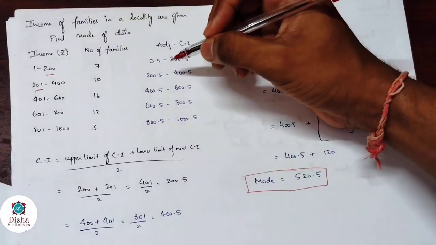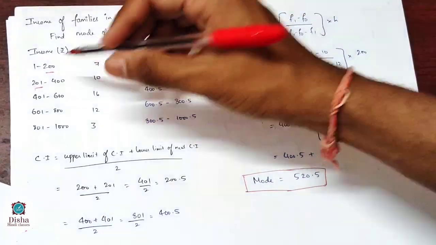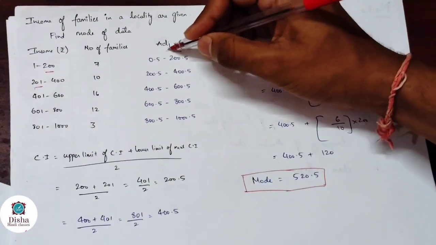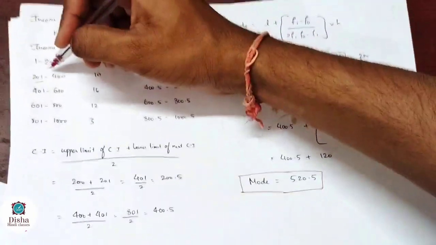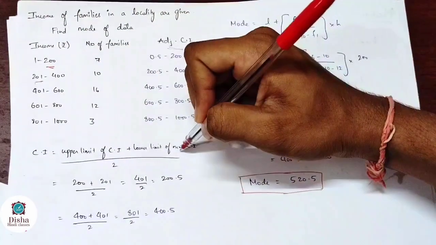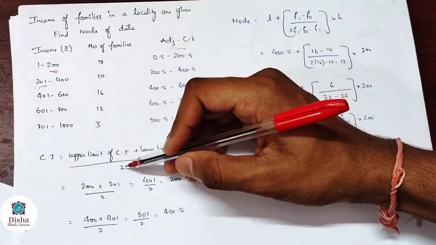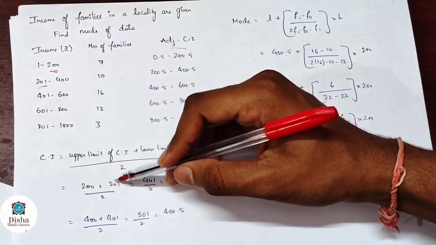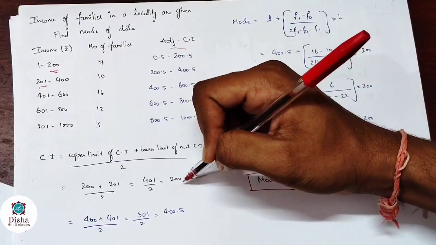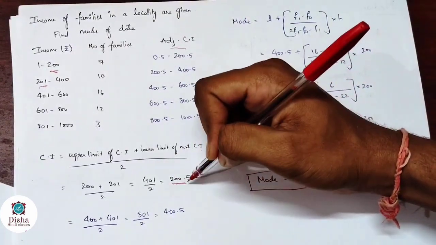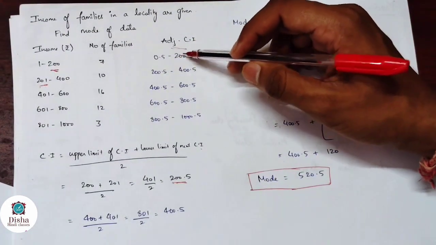For the inclusive observations, we have to find the adjusted class intervals. So what we will be doing is taking the upper limit of the class interval, that is 200, and the lower limit of the next class interval, that is 201, and dividing by 2. So 200 plus 201 divided by 2 is 401 divided by 2, which equals 200 plus 0.5. So now the adjusted class interval would be 0.5 to 200.5.